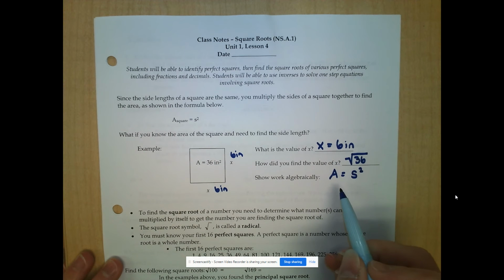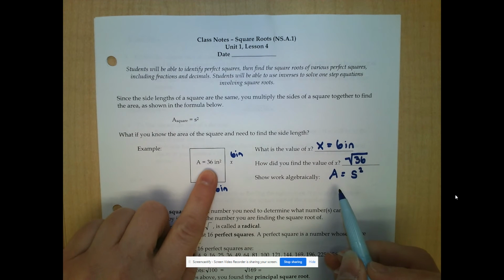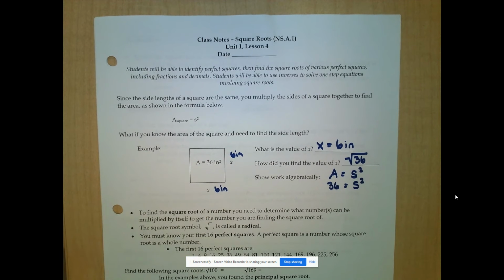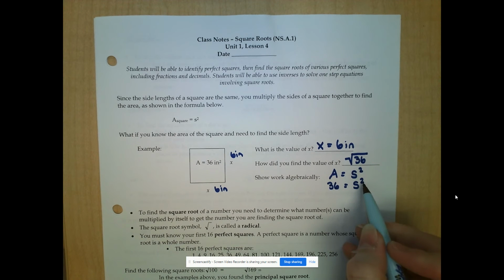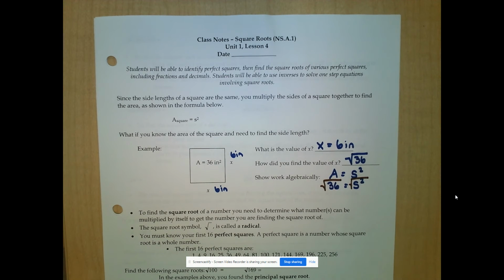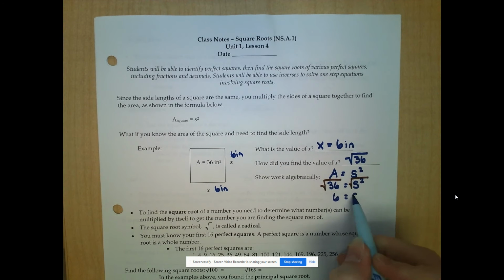Then we would fill in the information we know. We know that the area is 36. So we know that 36 has to equal s squared. Now, the inverse of squaring is square rooting. The inverse of square rooting is squaring. So if we need to undo this little 2 up in the corner, which is read squared or to the second power, we would need to square root both sides of the equation. Whatever we do to one side, we have to do the same to the other side. And we would get that 6 equals s.